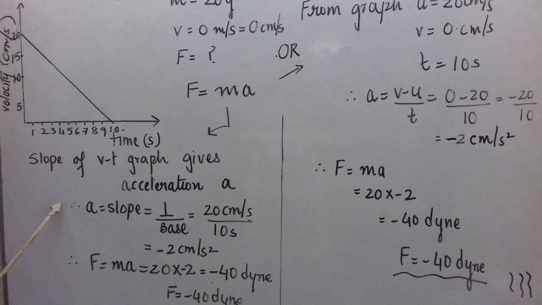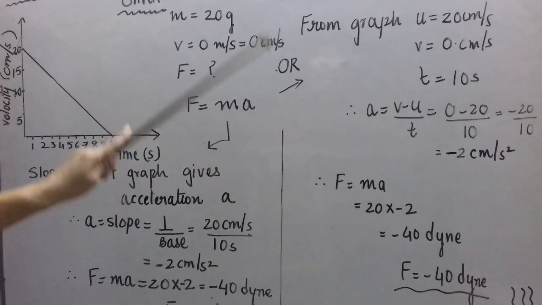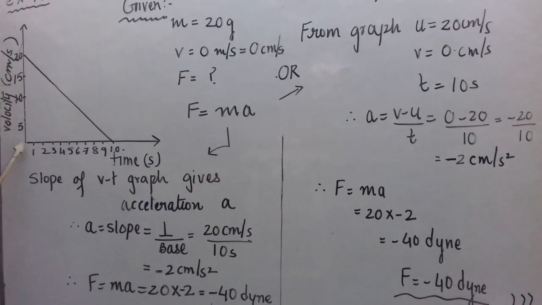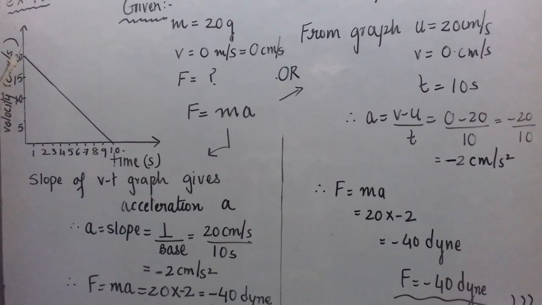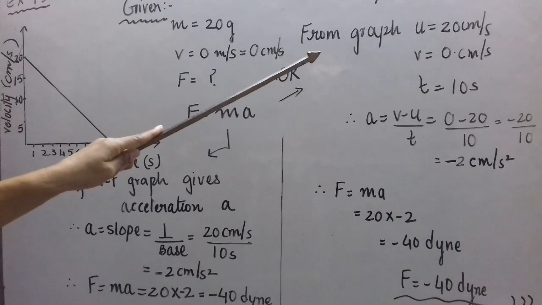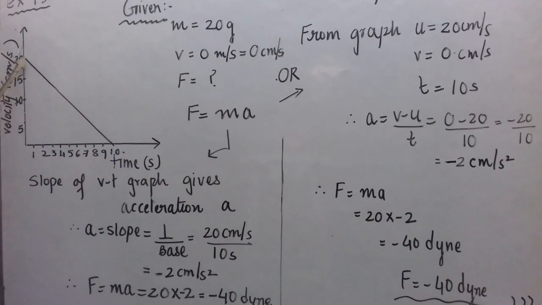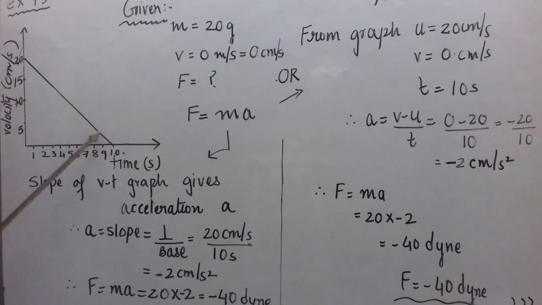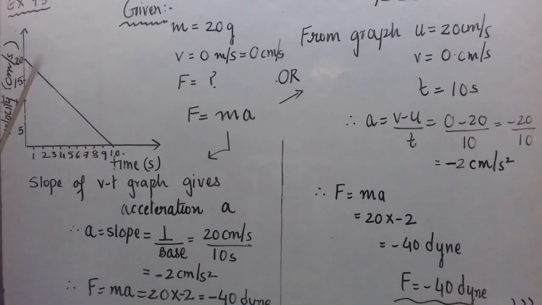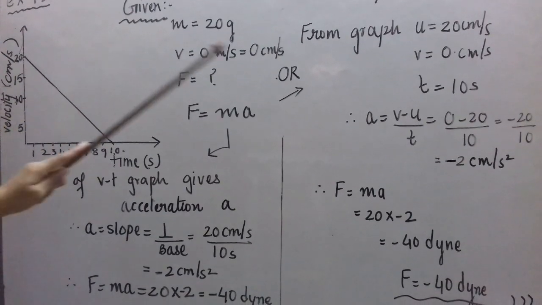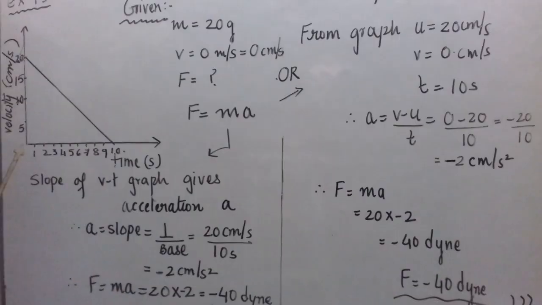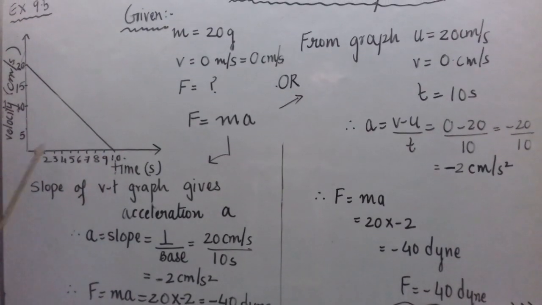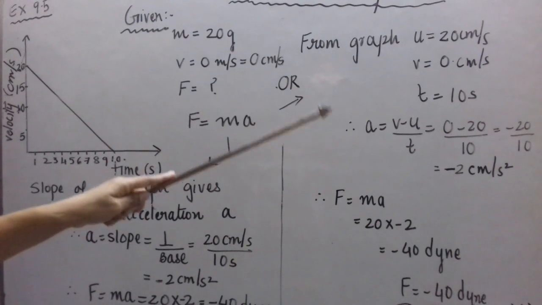The other method that you can use is, see, have a look here. From the graph we can see that the initial velocity, this is the initial velocity when time is 0, is 20 centimeter per second, so that is u. And then the final velocity is this, which is 0 here. So the final velocity is 0 centimeter per second. What is the time taken for this change in velocity? 10 seconds. So t is 10 seconds.